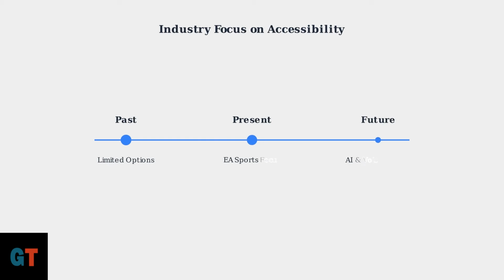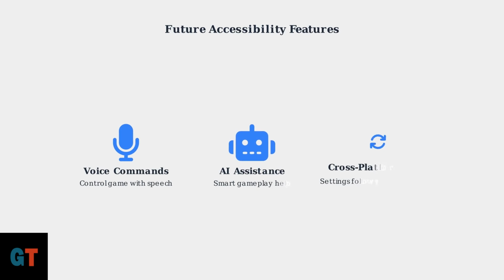The gaming industry has made tremendous progress in accessibility. EA Sports and other major developers are now prioritizing inclusive design from the beginning of development, rather than adding accessibility features as an afterthought. Looking ahead, we can expect even more advanced accessibility features. Voice command integration will allow players to control games through speech, while AI-powered assistants could provide real-time help and guidance tailored to individual player needs.